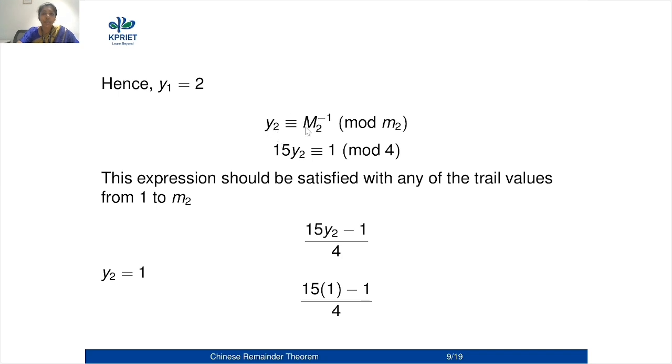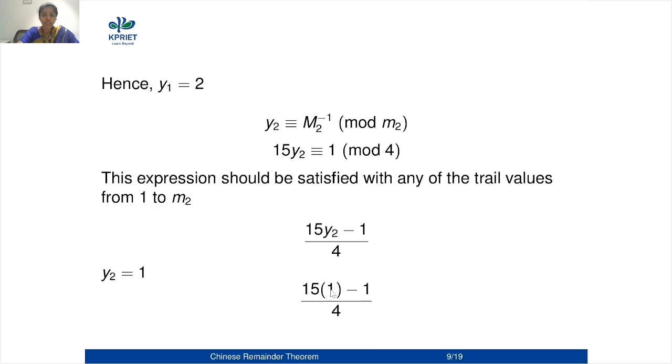So this expression can be rewritten as m2 into y2 is congruent to 1 modulo m2. And we know m2 is 15. So 15 into y2 is congruent to 1 modulo 4. Let us rewrite this expression. It can be rewritten as (15 into y2 minus 1) by 4. As I told you before, we have to find the value of y2, and this can be done by substituting the values from 1 to the maximum of this modulo number 4. So I am starting to solve by substituting y2 as 1.